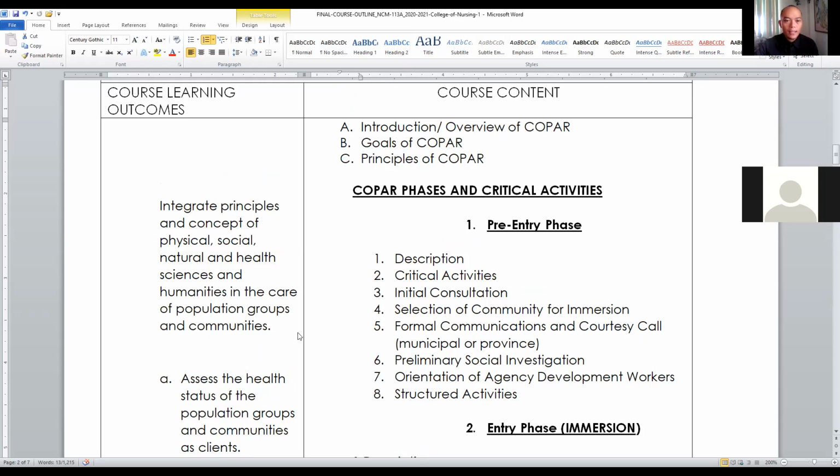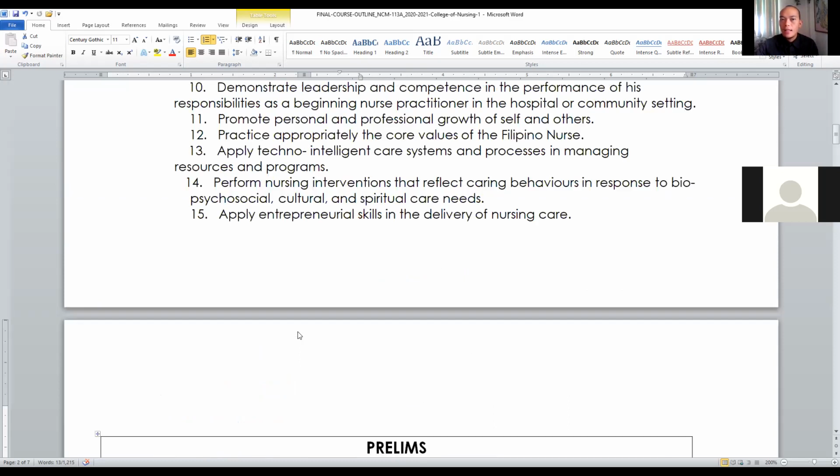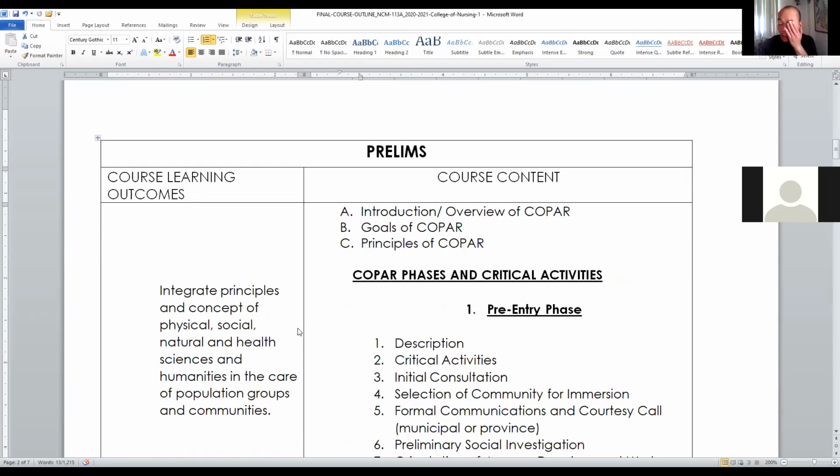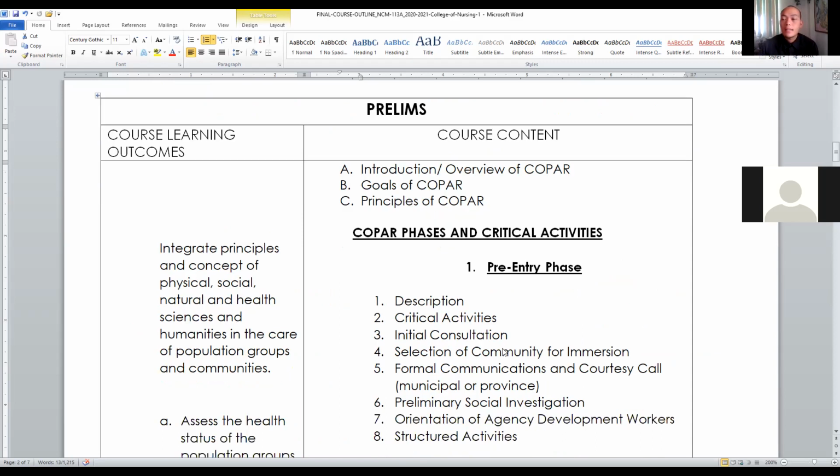Okay, so tomorrow we will be on the pre-entry phase and probably the entry phase. We will be having a discussion on that as well. But for now, we were able to finish the introduction of our 113A, an introduction of your COPAR, the goals of COPAR, and principles of COPAR. Okay? And if we don't have any questions, that's it muna for Tuesday, for today. And then I will meet you again tomorrow at 7:30.